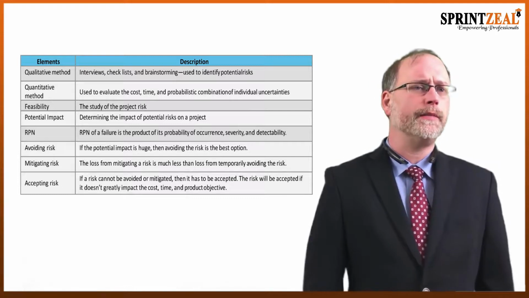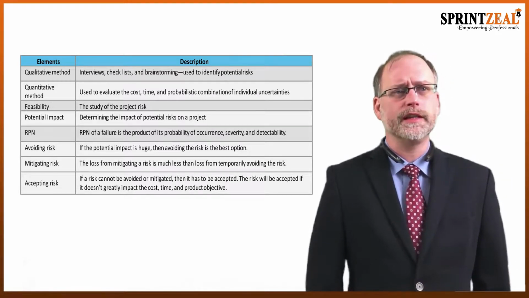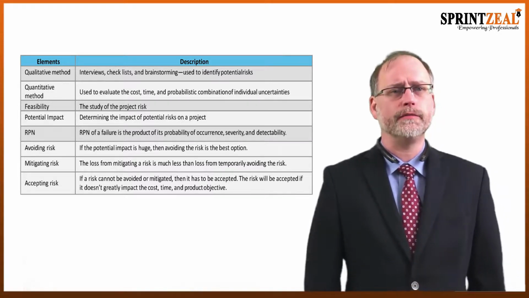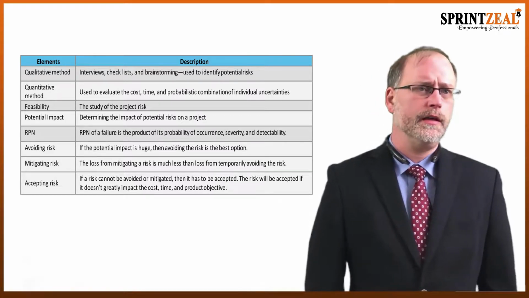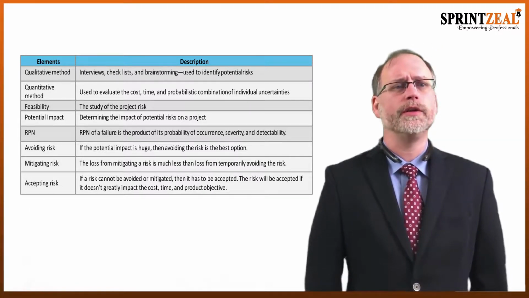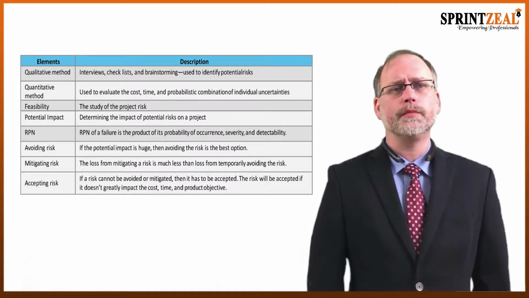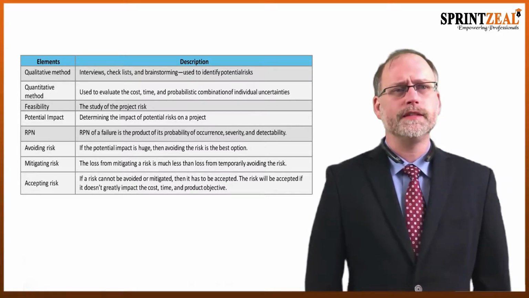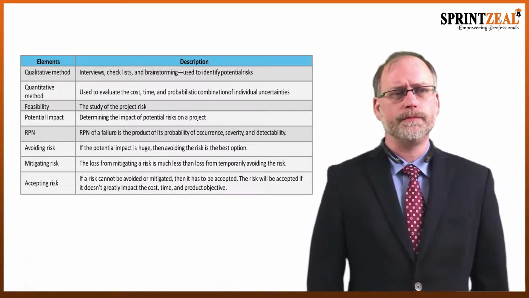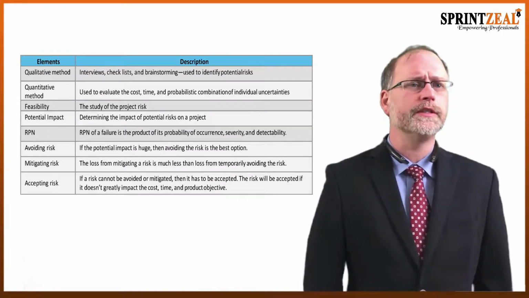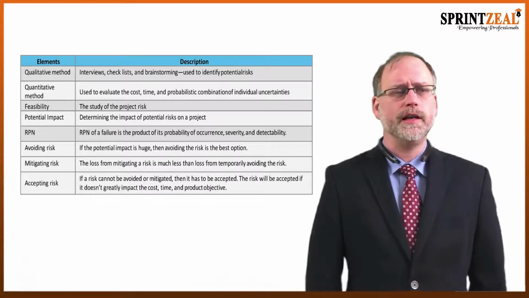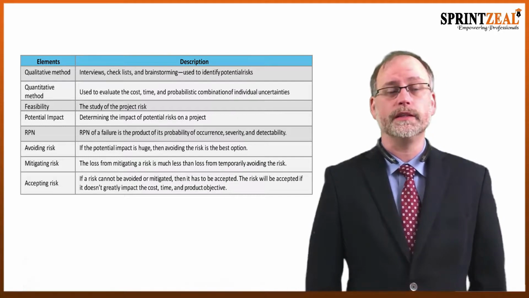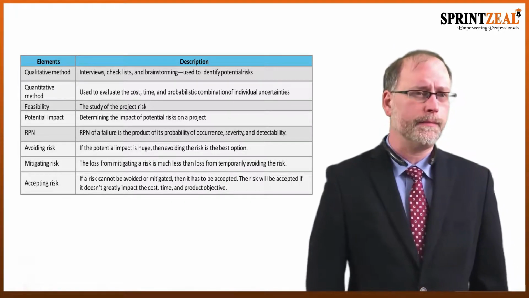Now, there are some basic elements of a risk analysis. The first thing that we have to get are these things called qualitative methods, which are our interviews, our checklists, and our brainstorming, which are used to identify our potential risks. The next one is that quantitative method, which we use to evaluate the cost, the time, and the probabilistic combination of the individual uncertainties. And then we have feasibility, which is a study of the project risk. Then there's a potential impact, which is determining the impact of potential risks on a project. And then we already talked about our RPN, which is the RPN of a failure of the product of its probability using occurrence, severity, and detectability.